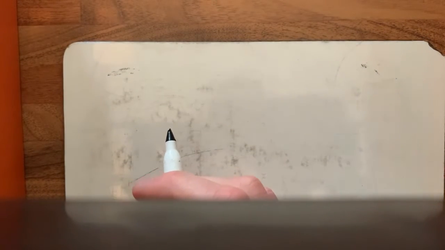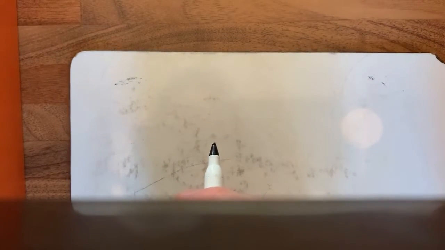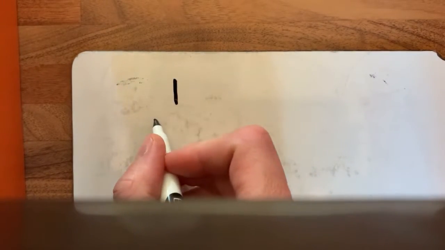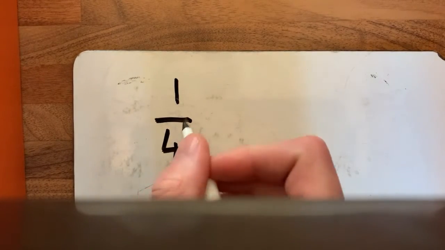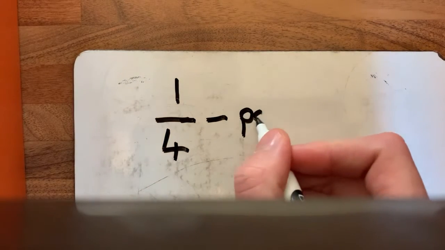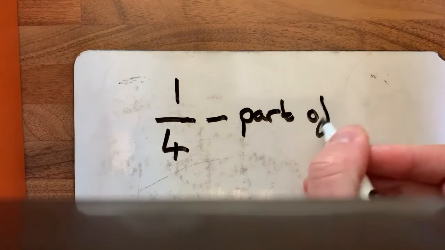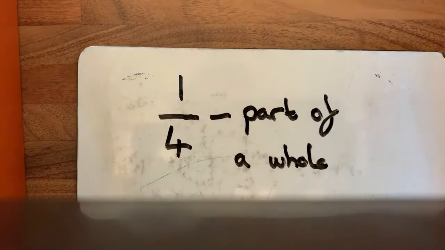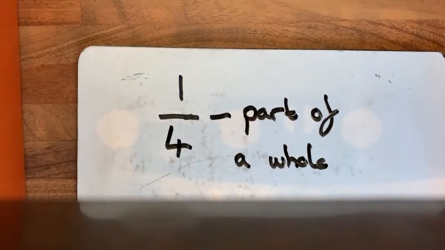So the first thing we're going to look at recapping is converting fractions between improper and mixed, okay? Just recapping fractions to start, remembering that if we have a fraction, 1/4, that a fraction is part of a whole, okay? That's what we need to remember going forward.